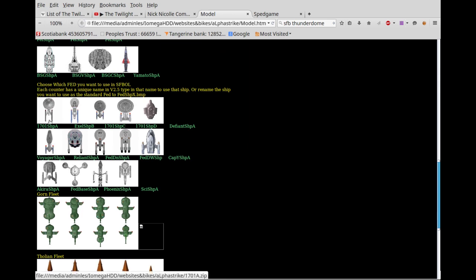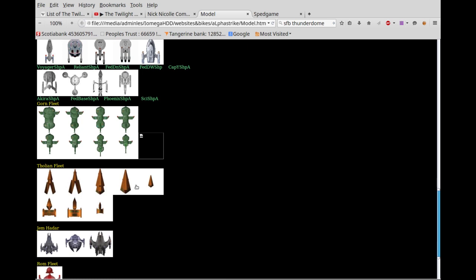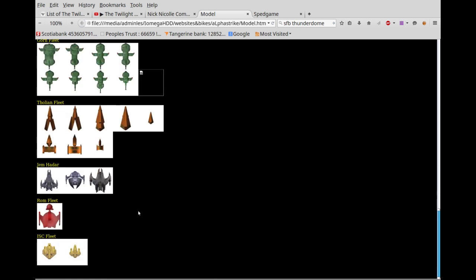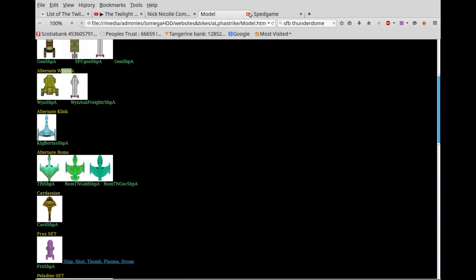Some of the other styles of Federation ships. And then Gorn Battleship, Gorn Dreadnought, Gorn Heavy Battle Cruiser, Gorn CCH, Gorn Destroyers, War Destroyers, Frigates, Tholian, Jem'Hadar, Romulan, ISC, etc. Just some of the things I had created for Starfleet Battles.